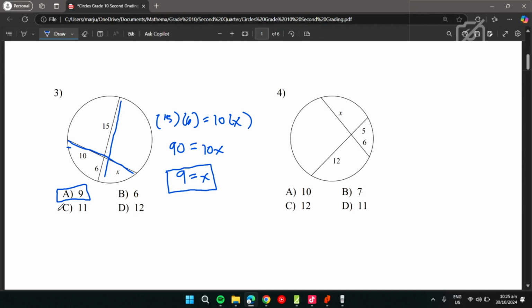Alright, let's do number 4. Again, kung gusto niyo sumabay sa solution, feel free, no? This is not for grade 10. This is for everyone, no? If you want to review the concepts, pwede kayong sumabay.